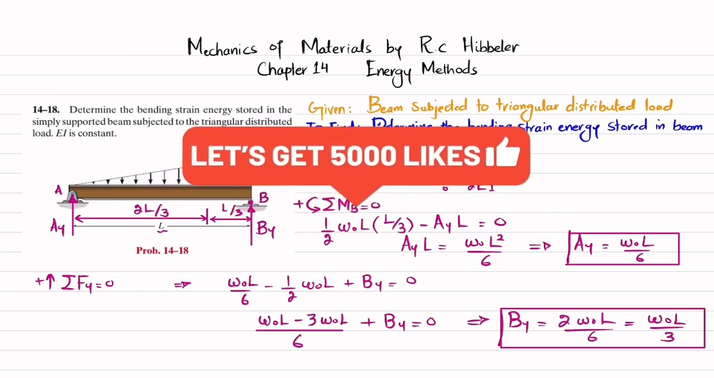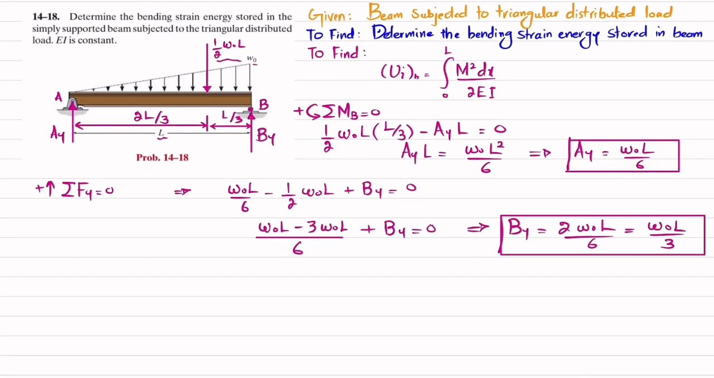Now we have AY and BY, so we will find the moment. We will cut this beam at any length X. For example, if we cut the beam over this length, like this length from point A is X, clear? And draw the free body diagram. So let me draw it over here.